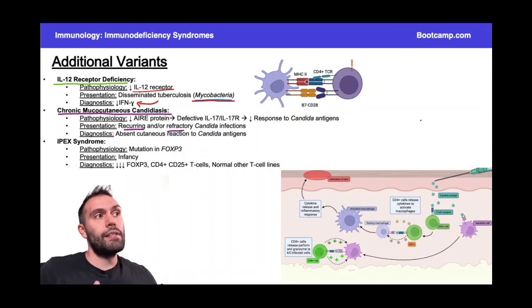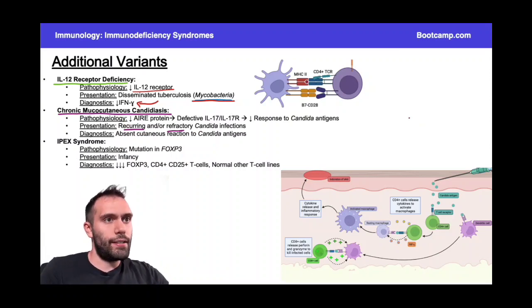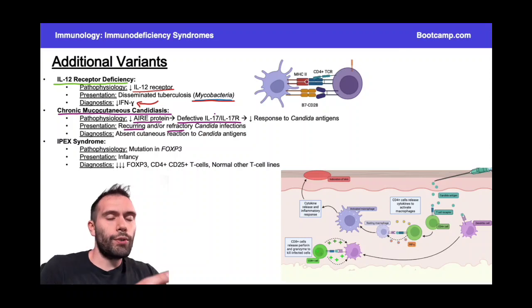If Candida is infiltrating the skin or the oral mucosa or the esophagus, that's going to be more of an issue with the T cells themselves. And I'll explain this in a second when we look at this test here on the bottom. Normally in a board question, if they're asking about this disease, they're talking about very low levels of the RE protein. And I think we talked about this a little bit in the T cell video. Also, you want to remember this is going to be due to a defective interleukin 17 or interleukin 17 receptor.